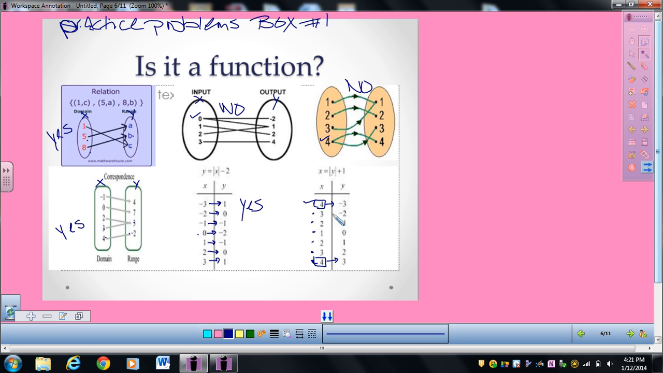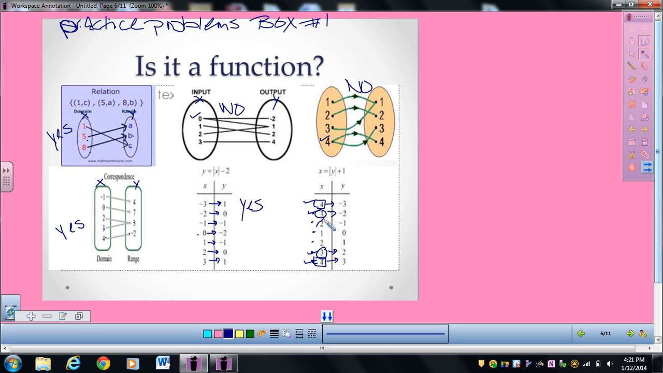So the 4s make it not a function. Let's just check the rest and see if they do the same thing. 3, you've got a 3 here and a 3 here. This 3 goes to a -2. This 3 goes to a +2. That's two different y values for the same x value. So that's going to make it not a function also.